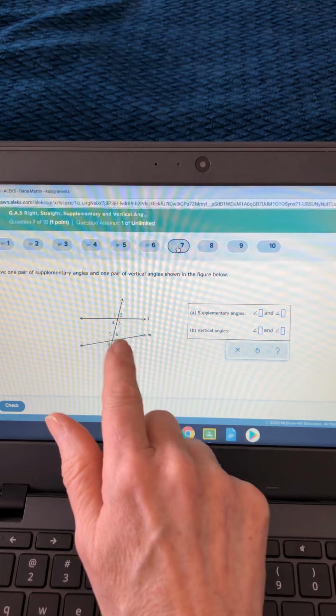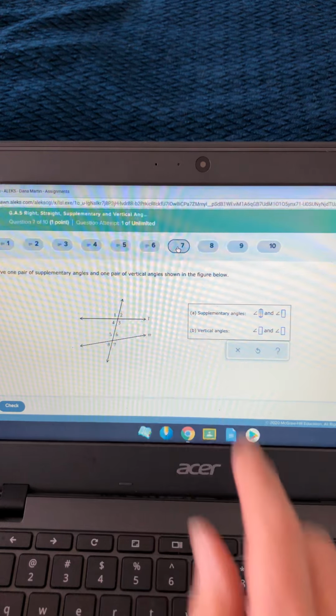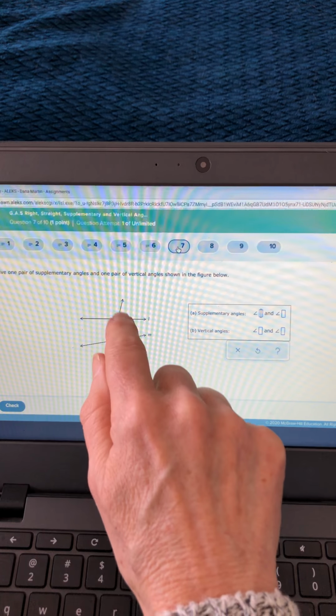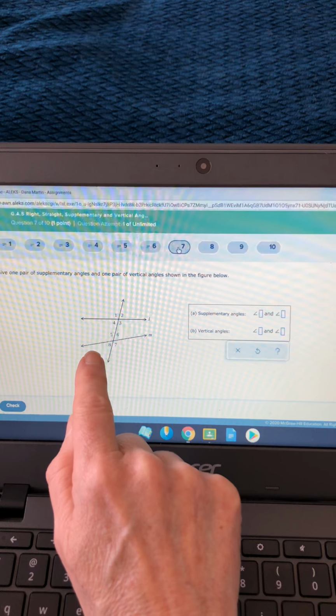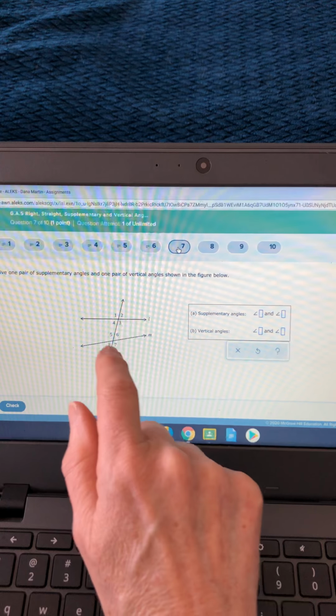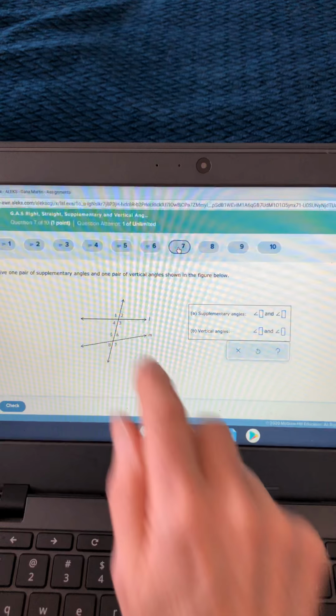Okay, I need one pair of supplementary and one pair of vertical. This is all an X and that's all an X. All right, so I know that 1 and 3, 2 and 4, 5 and 6, 6 and 8, those are all vertical angles. I'll be different. I'll pick 2, 4 this time.